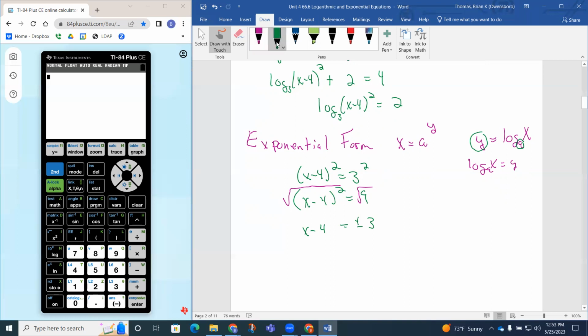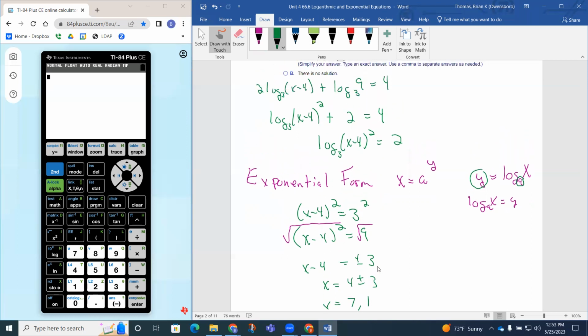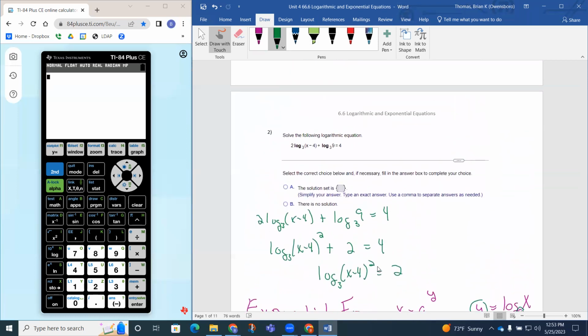So I can now make this equation look easy by just moving the 4 over. x equals 4 plus or minus 3. So 4 plus 3 is 7. 4 minus 3 would be 1. So there are two solutions, 7 and 1. Now, do we have any domain restrictions to pay attention to? Notice that we do have this x minus 4 here. So this x minus 4 has to be greater than 0. So x has got to be greater than 4.